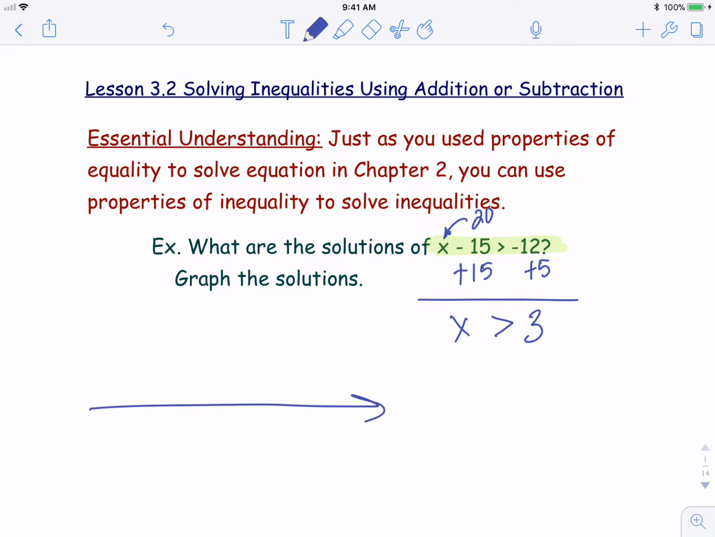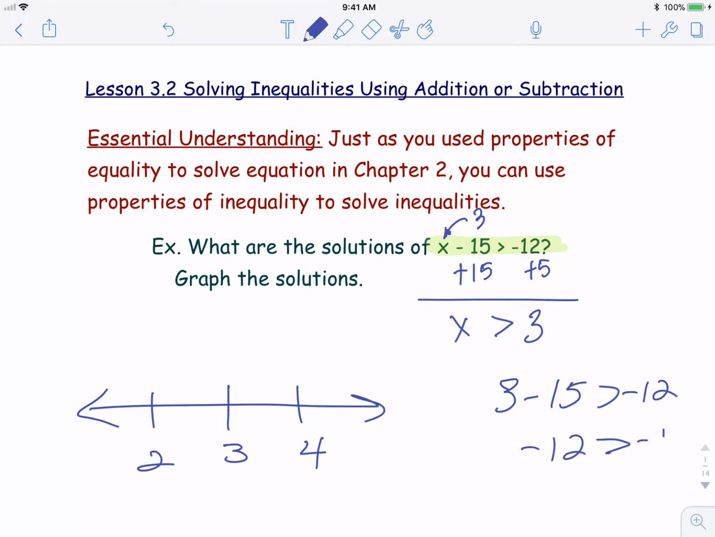So I have my number line, and I'm going to place 3 on that number line. I'm also going to place a 4 and a 2. Since I'm greater than 3, remember 3 is not a solution. If I try plugging 3 into this inequality, I would not have a true inequality, because that would leave me with 3 minus 15, and I'm seeing, is that greater than negative 12? Well, this would leave me with negative 12 is greater than negative 12. Negative 12 is not bigger than negative 12. They are equal.